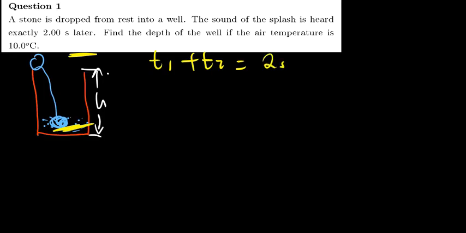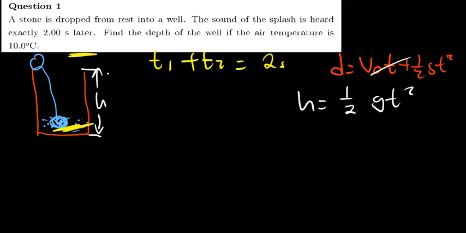And I do know that I want to find the h. So I started from rest, meaning the initial velocity is 0. So d is equal to v initial times t plus half gt squared. Since the initial velocity is 0, this is going to be cancelled out. So d is the same as h. So h will be equal to half gt squared. Now in this case, which t are we talking about? We're talking about T1. So I'll say half gt1 squared. I'll call this equation 1.